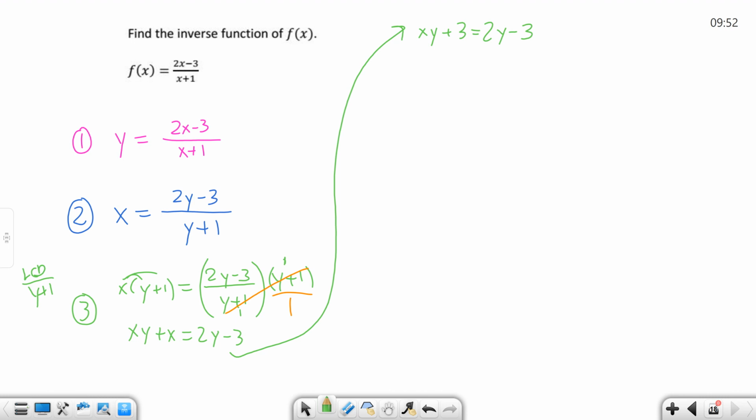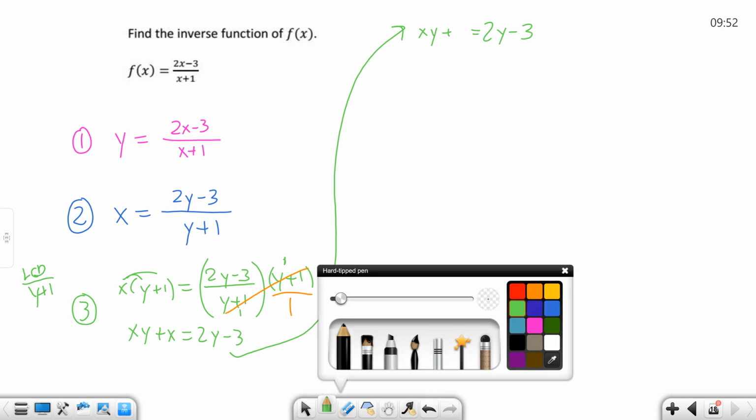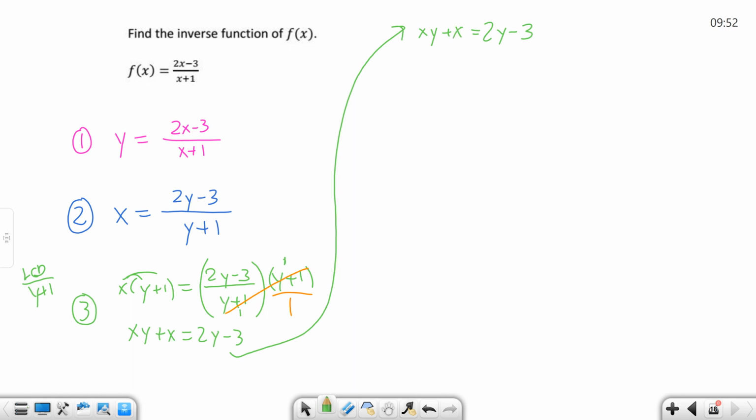Okay, so I'm trying to solve for y. So I need all the terms with y on one side. It doesn't matter which order you do this, which direction you put this. And I wrote that down wrong. For all you screaming at the screen, I heard you. Oops, wrong button. Okay, I wrote that down wrong. This should be xy plus x, and then equals 2y minus 3, right?